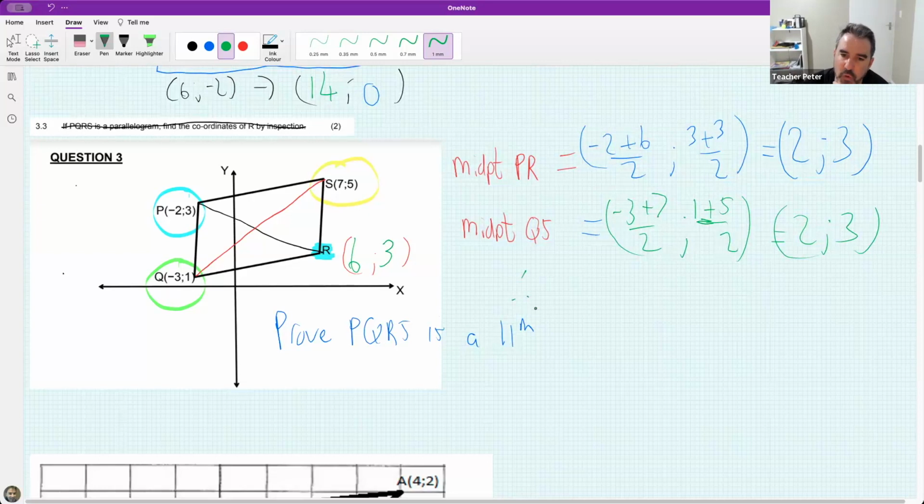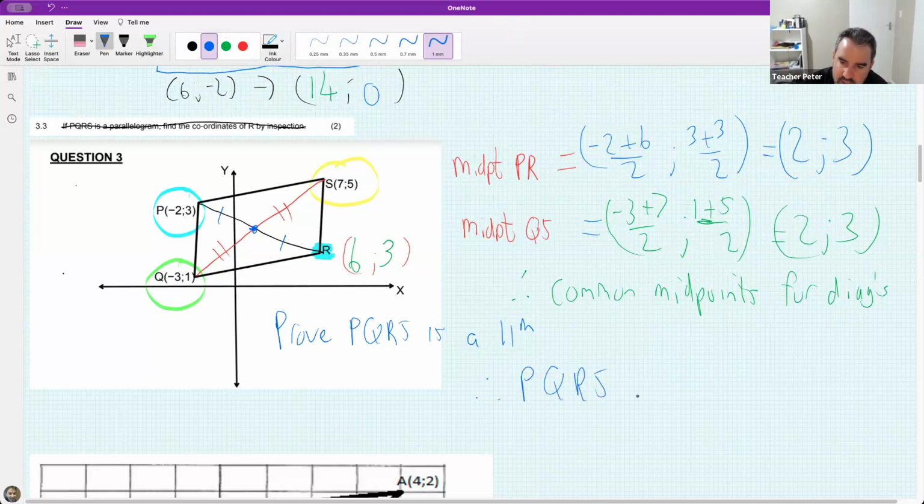So therefore, common midpoints for diagonals. Okay, so what that means is that the diagonals aren't the same length, but there's a point which cuts them in half. And so we can then say, therefore, PQRS is a parallelogram.